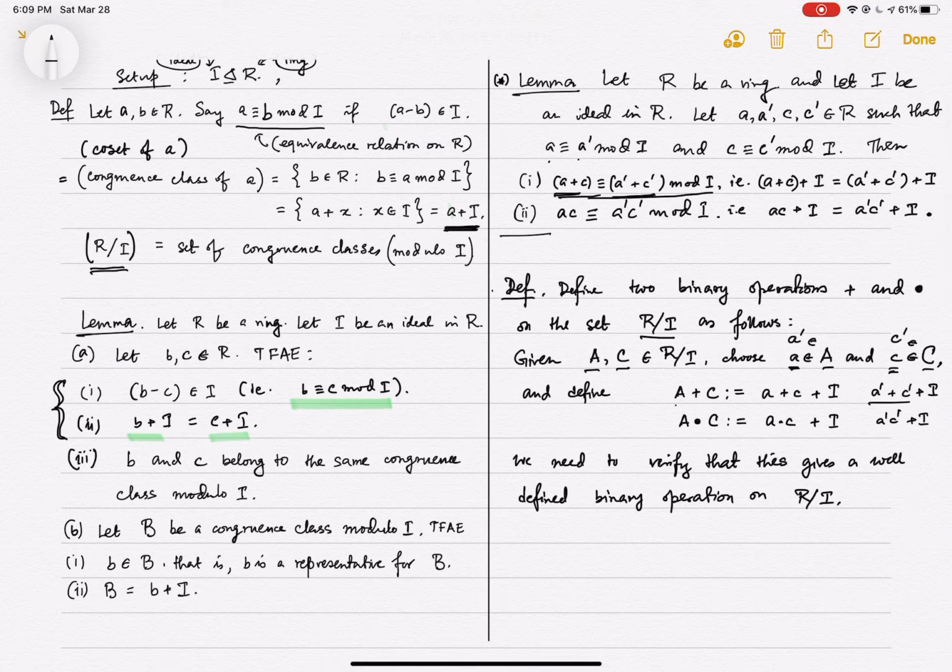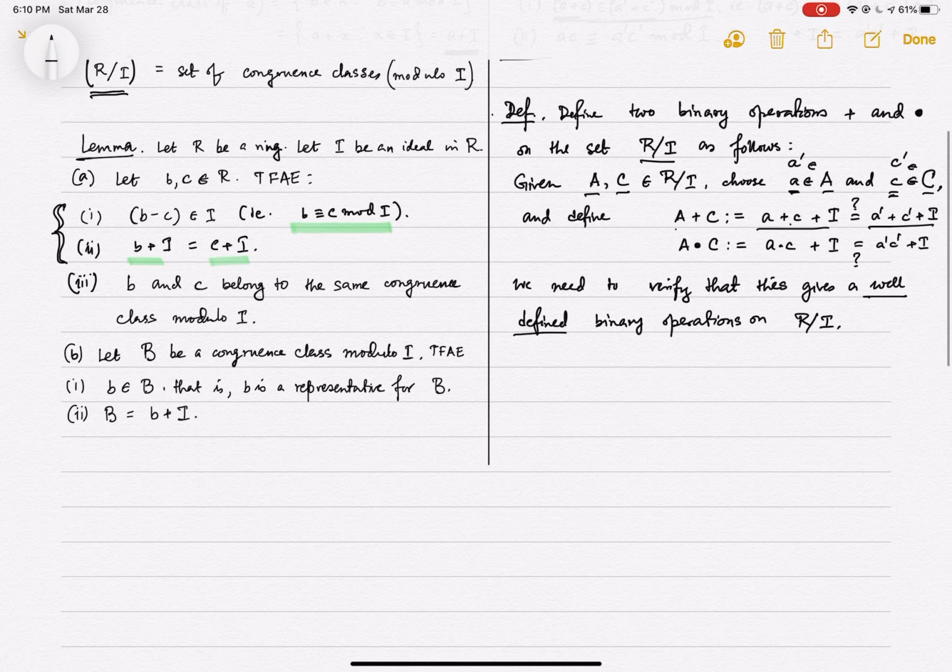But if these things are different, then this definition doesn't make any sense. So these things better be equal. So that's what I need to check. Okay? So that's what I mean by having to verify that this prescription is a well-defined binary operation, or binary operations, because there are two of them. So this is rather crucial, so let's write it down.